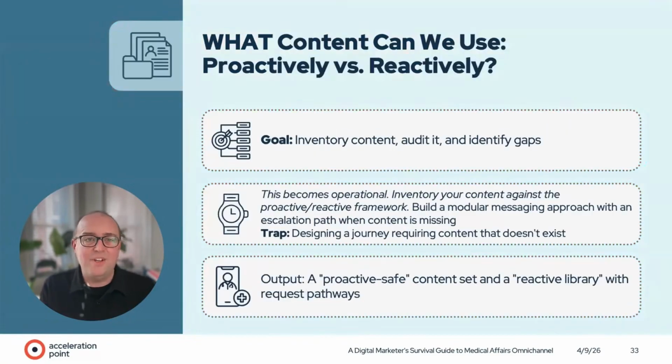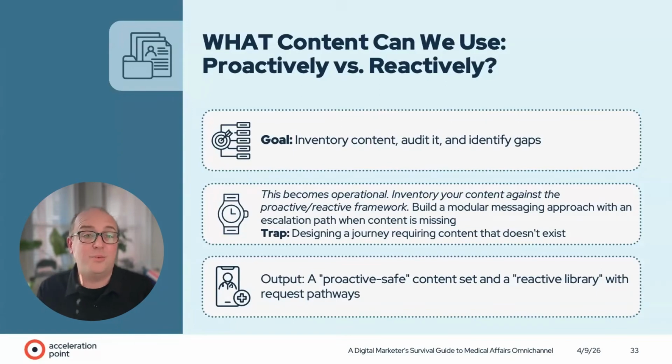Third is, what content can we use? Again, we talked about this earlier: proactive and reactive. You want to inventory the content, audit it, and identify if there are gaps. This really is operational. It's truly an inventory. You're designing a journey requiring content that might not exist. And that can be a trap where, hey, this is who we're going to target, this is what we want them to do, and oh no, we actually don't have content. So what happens? You have 2, 3, 4 week delays potentially in a campaign, or more.